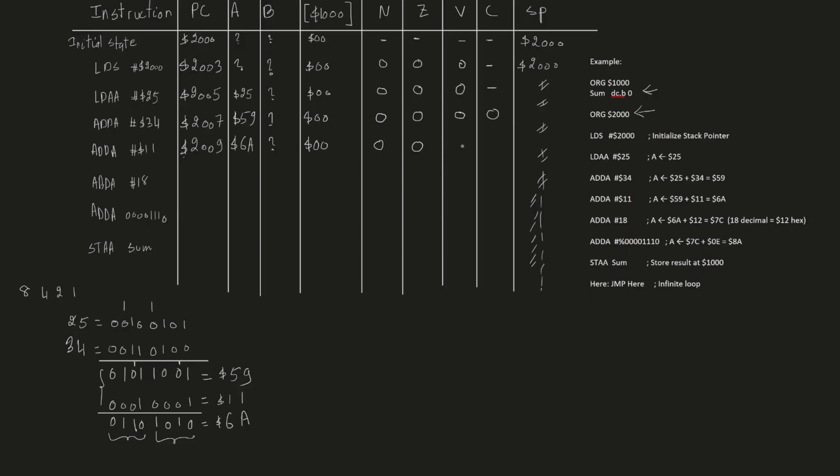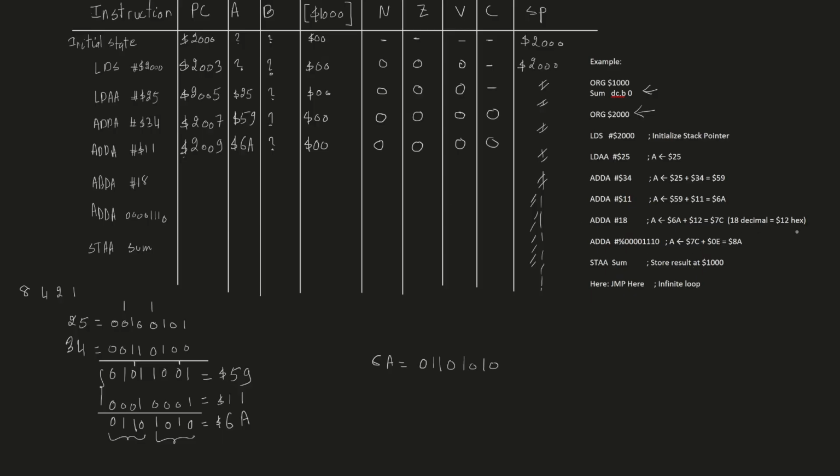Now we're going to see the V flag. Also, we added two positive numbers. We got a positive number. We added two 8-bit numbers. We got an 8-bit number. So this will be 0. The carry, we don't have any carry out, so this will be 0 as well. Now let's see the next instruction, add 18 to accumulator A. So now we're going to take 6A, which is 0, 1, 1, 0, 1, 0, 1, 0 in binary, and then we're going to add 18.